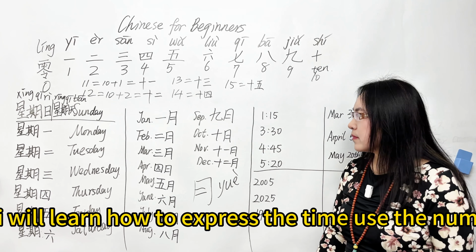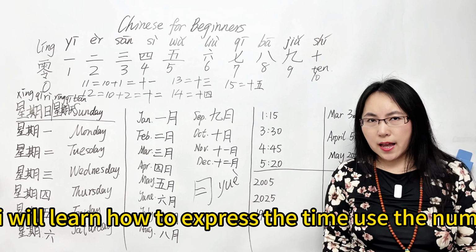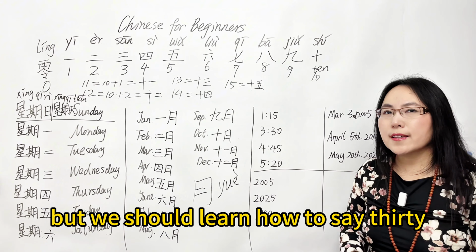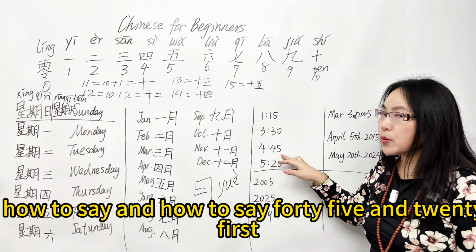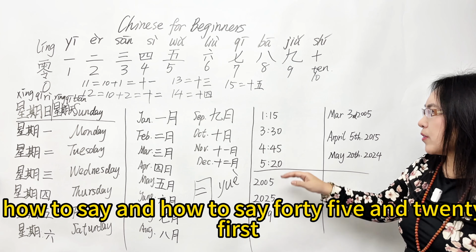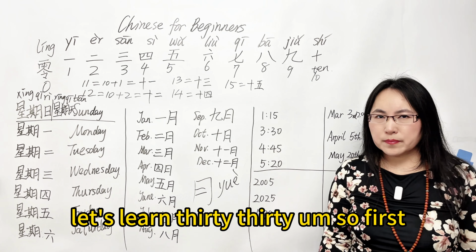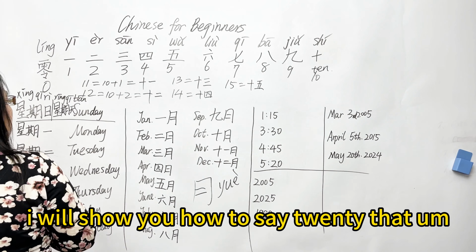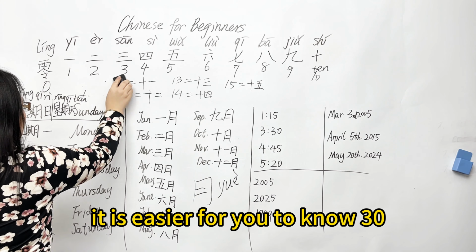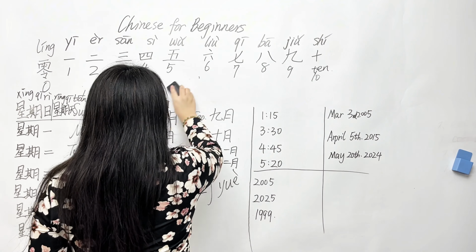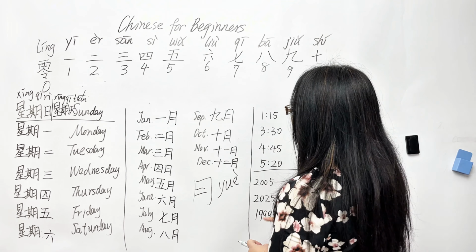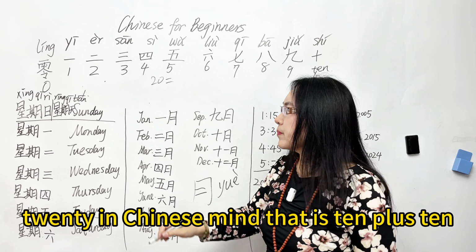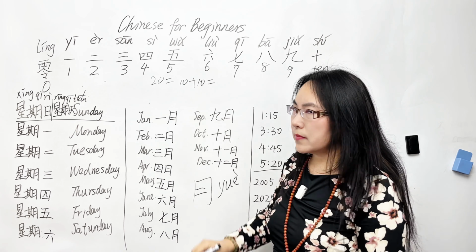Okay, now we will learn how to express the time. We use the numbers, but we should learn how to say 30, 45 and 20. So first, let's learn 30. First, I will show you how to say 20, which is easier for you to understand before 30. 20, in Chinese, is 10 plus 10, that is 2 tenths.